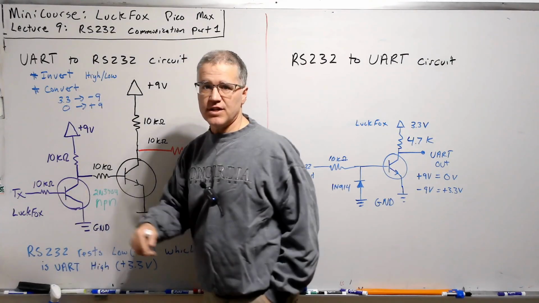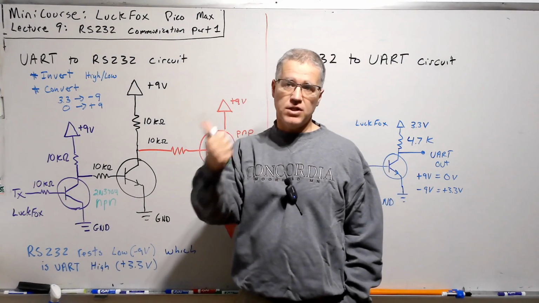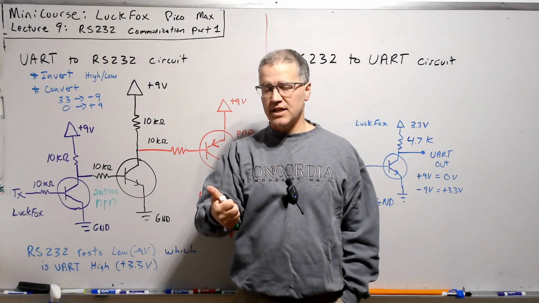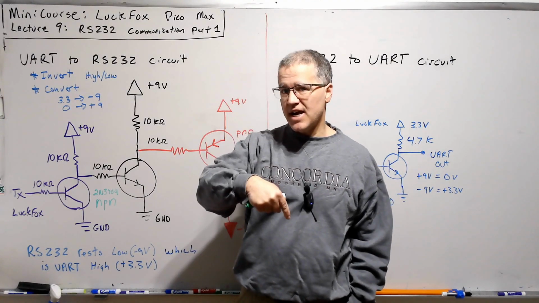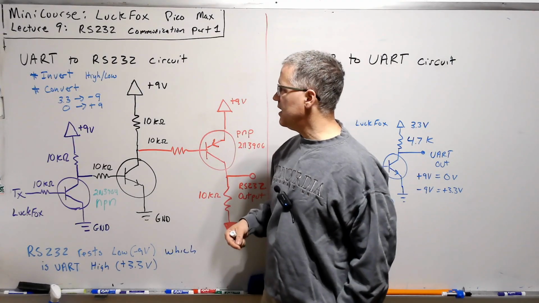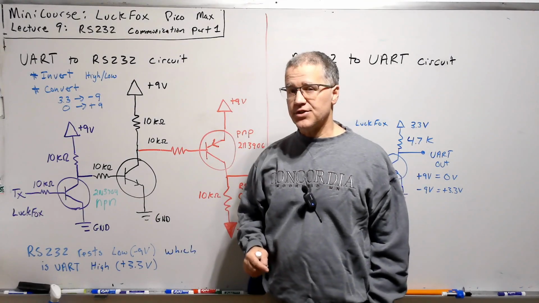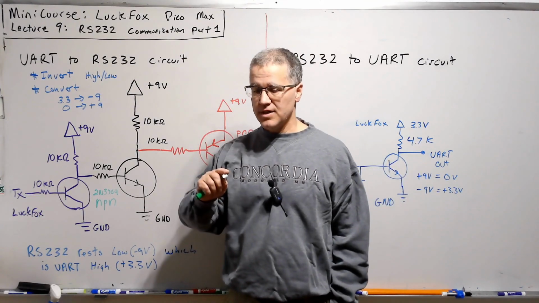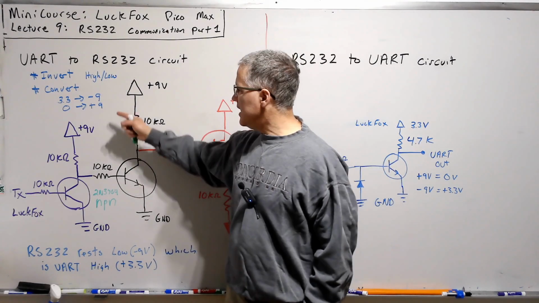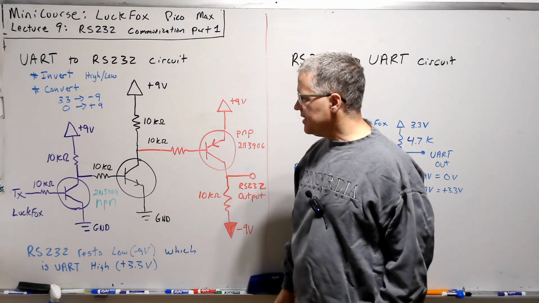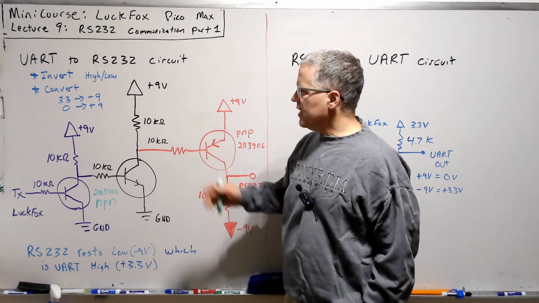Okay, so a couple of things to note here. There's an inversion of high and low, so a plus 3.3 volts in the TTL UART corresponds to the minus 9 volts in the RS232 and vice versa. So the purpose of the circuit, then, is that we're going to need to convert and invert. That can be done with transistors.